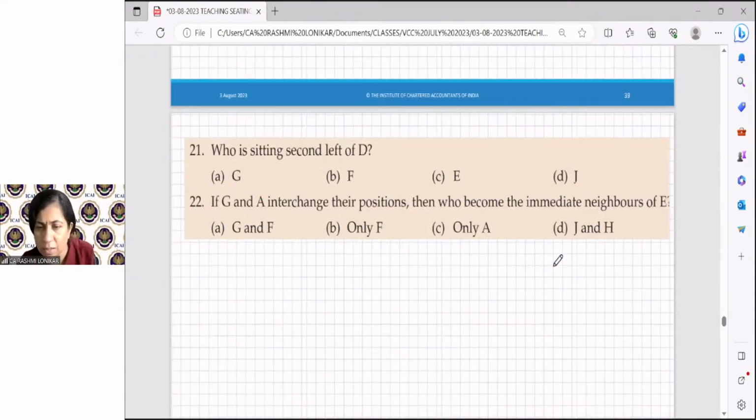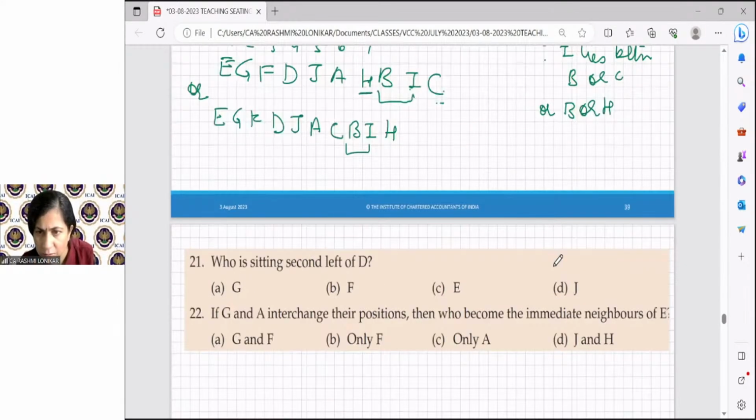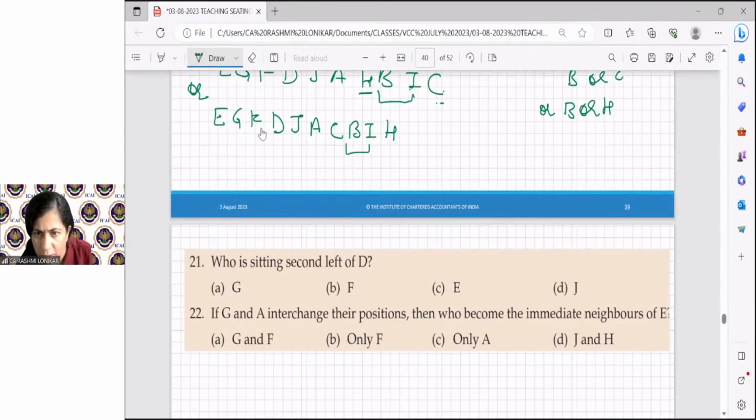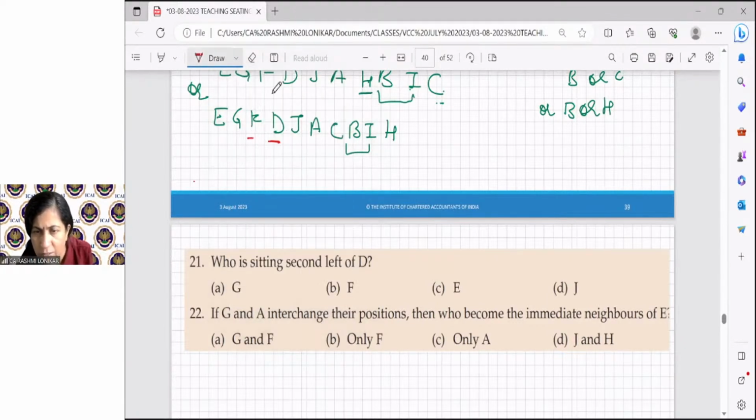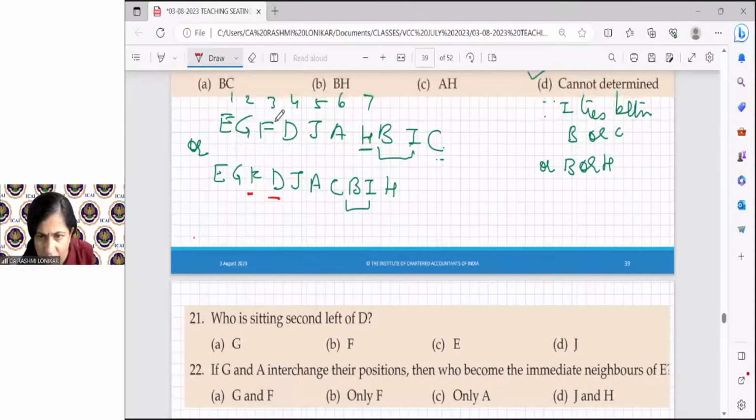Who is sitting to the left of D? D's left is what? F. In both the cases, it is F. Can you see, in both the cases, left of D is F. So B will be the correct answer.